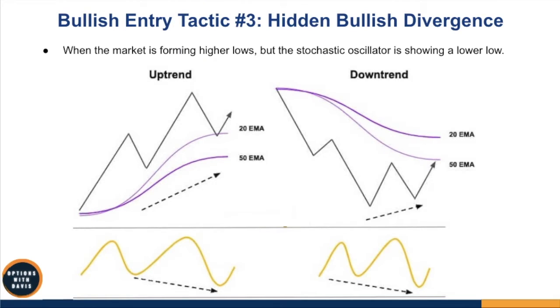All right, bullish entry tactic number 3 is hidden bullish divergence. So hidden bullish divergence is the opposite of the regular divergence, which I showed you earlier. This is when the market is forming higher lows, but the stochastic oscillator is forming lower lows. Now, normally when the market is forming higher lows, the stochastic should also form higher lows, right?